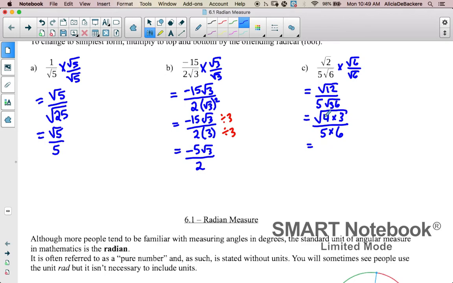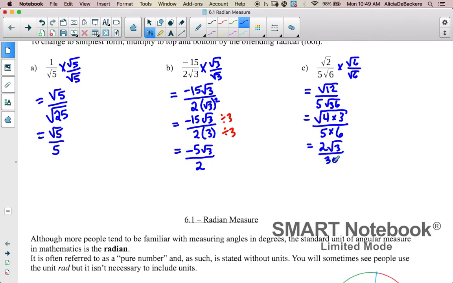Now I can simplify this root in the numerator because I can take the square root. If it's multiplication in between, I can take the square root separately. So I'm going to take the square root of 4, that's 2. And then I'll take the square root of 3. Well, I can't take the square root of 3, so I still write root 3. And then in the denominator, I've got 5 times 6, so that's just 30.